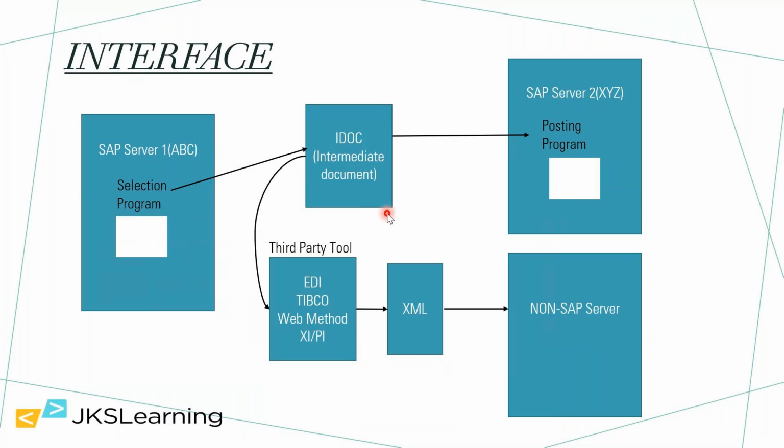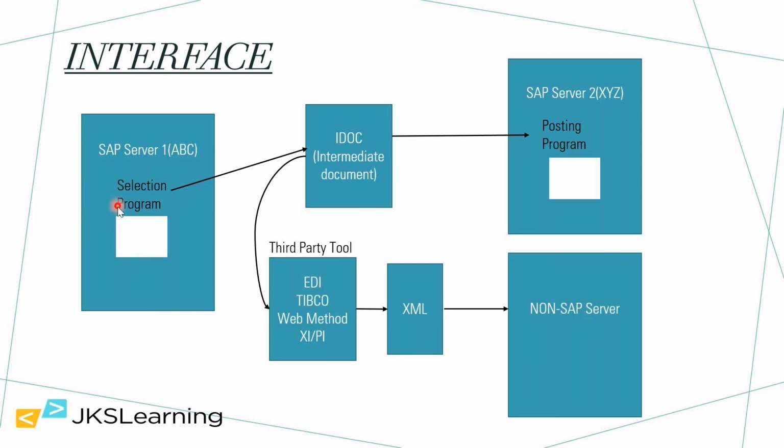In the current example on the slide, you can see we have one customer called ABC, another customer XYZ, and both of these customers are using a SAP server. But we have one more customer which is not using a SAP server. They are on a non-SAP server. Non-SAP means they can have Java, .NET, anything.